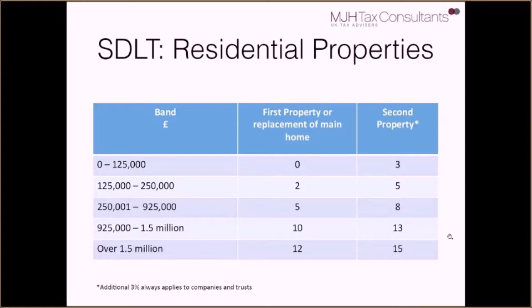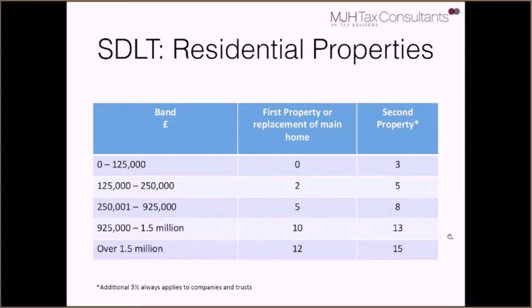Conversely, if you buy a property for, let's say, £300,000, then in that case the first 125,000 will be charged at 0. The next £125,000 you'd pay at 2%, and the balance, which in this example would be 50,000, you pay 5%. And as you can see, the more expensive the property is, the higher the stamp duty land tax rates are.